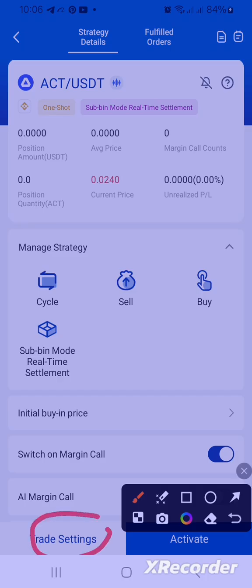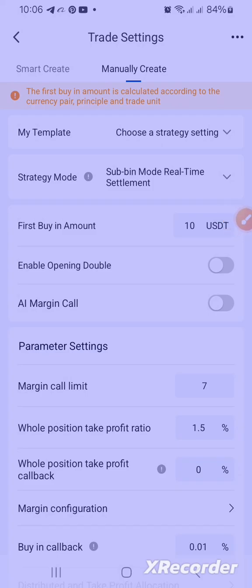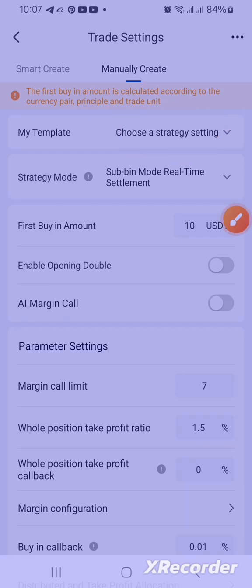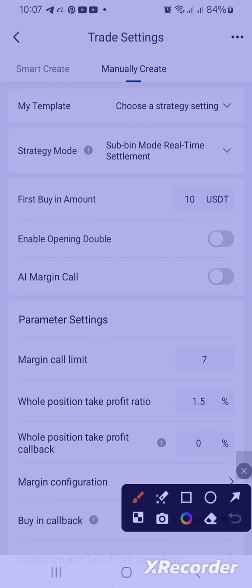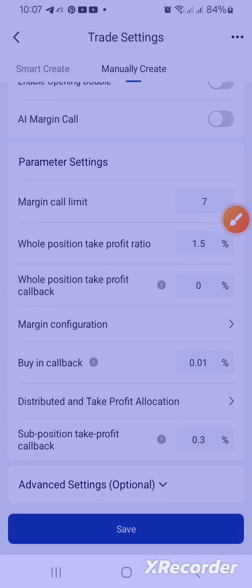Trade settings, you set your trade as usual. For example, here you can either choose your saved strategy or you set it as usual. You can set it as you want. You set your first buy, your margin calls, your take profit, and so on. Now you can scroll down like this, as I'm doing.